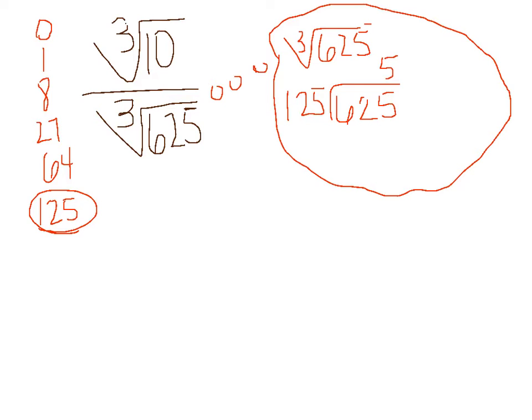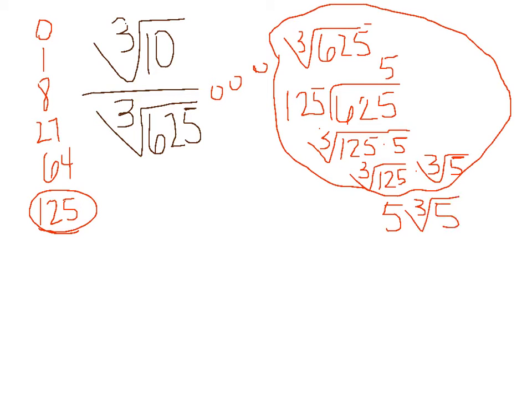So in my thought bubble, I'm going to rewrite the cube root of 625 as the product of 125 times 5. From there, I'm going to break it apart, so I'm going to have the cube root of 125 times the cube root of 5, and the cube root of 125 is just the number 5, so I have 5 times the cube root of 5, and this here is equivalent to this here.